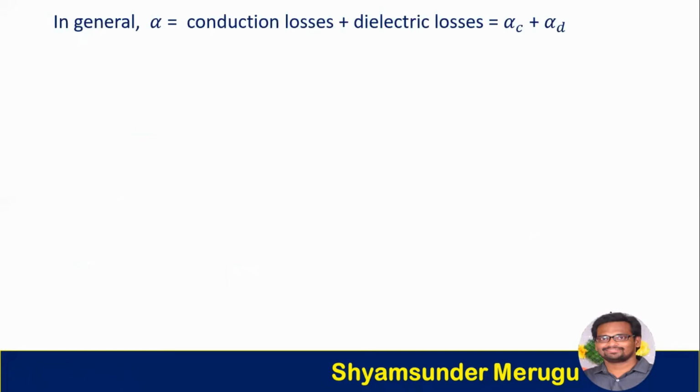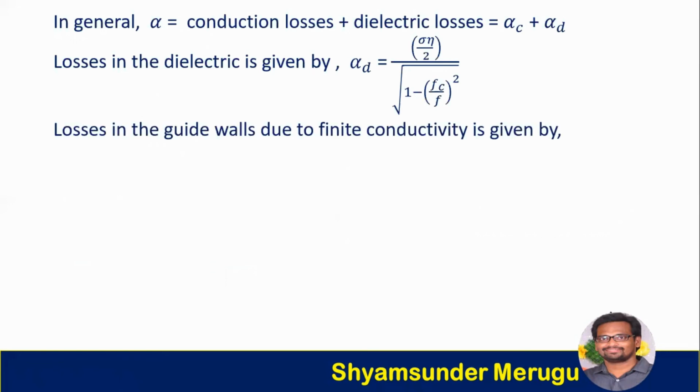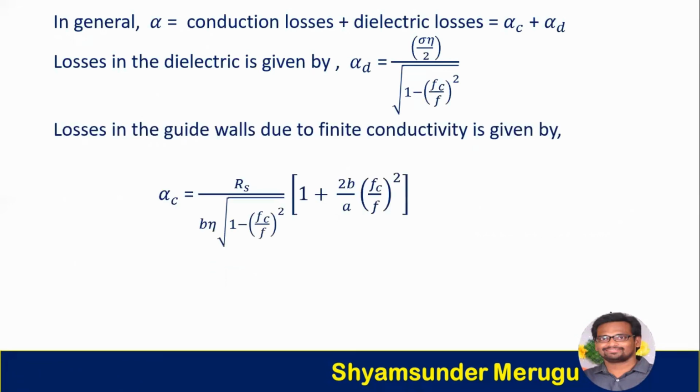In general, alpha comprises the conduction losses and the dielectric losses. We indicate them with alpha C and alpha D respectively. The losses in the dielectric are given by alpha D equals sigma eta over 2 over square root of 1 minus Fc over F whole square. And losses in the guide walls due to finite conductivity are given by alpha C, which equals Rs over b eta square root of 1 minus Fc over F whole square, times 1 plus 2b over a multiplied with Fc over F whole square.